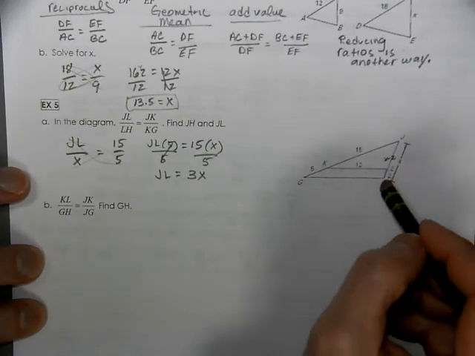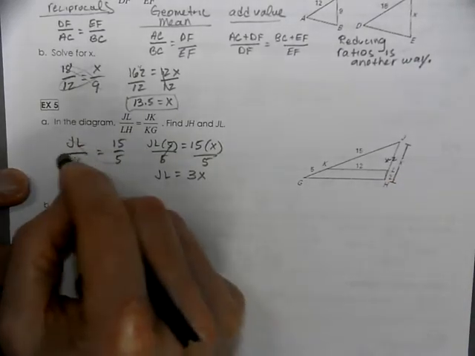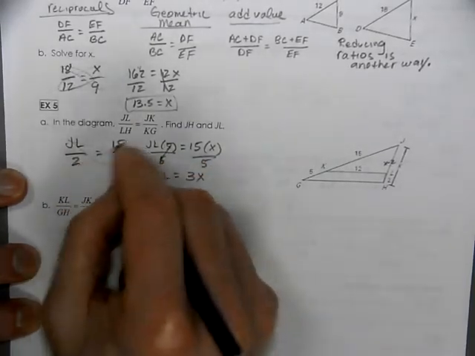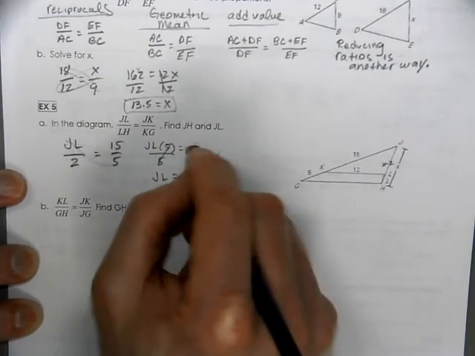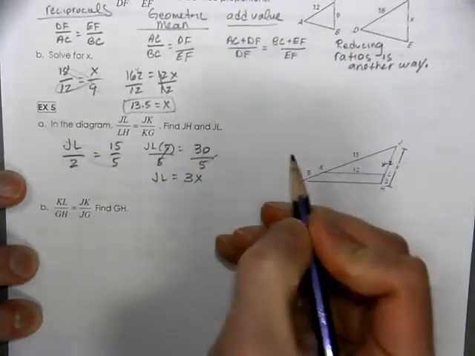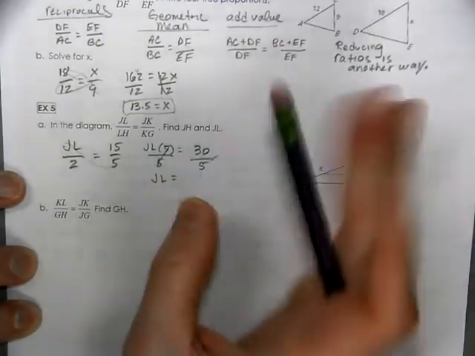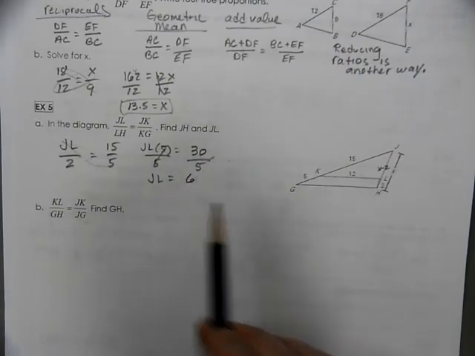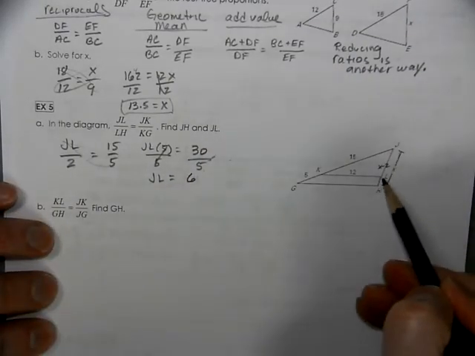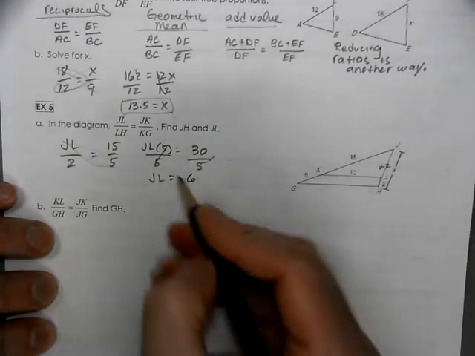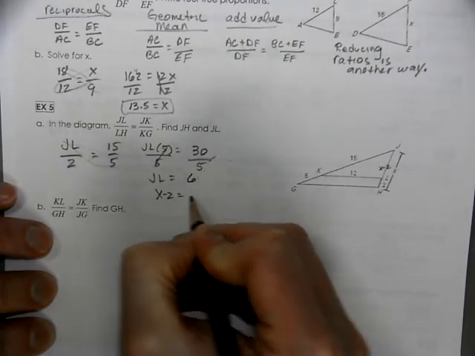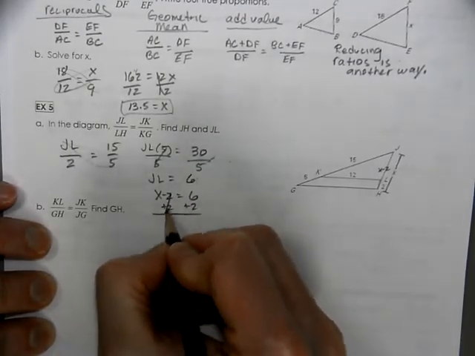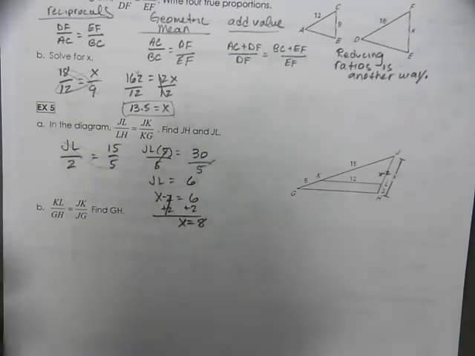Aha, I see what I did goofy here. This is supposed to be LH, and LH is 2. You probably recognize that. Good eyes. So when we cross multiplied, we actually had 30 in that case. And we reduced that to get 6. Okay, so we now know what JL is, but we just talked about how JL is X minus 2. So X, which is JH, has to be 8.